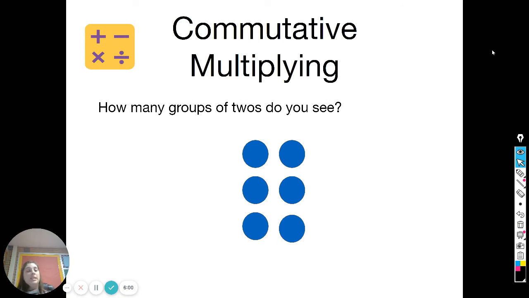Okay, this is where you're going to need your online whiteboard. And this question says, how many groups of 2s do you see? So it's asking, how many groups of 2s do you see? Go ahead and write your answer on your whiteboard.